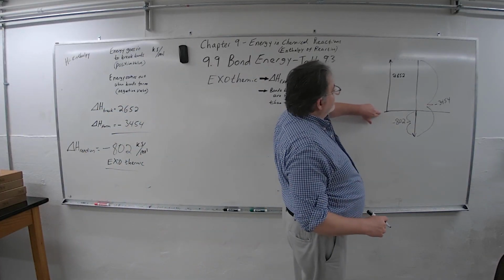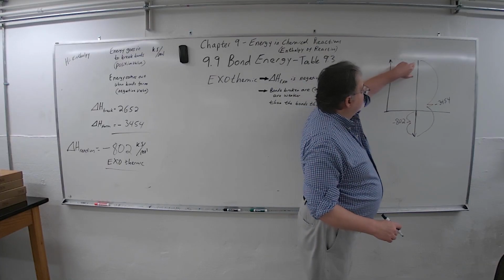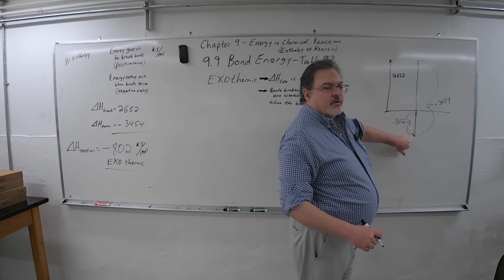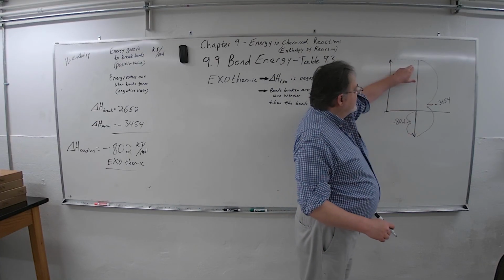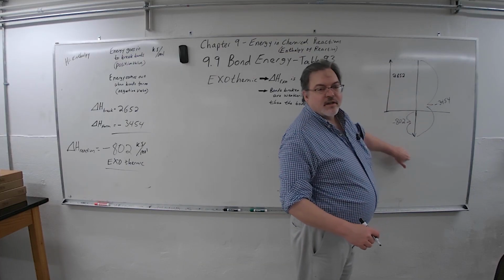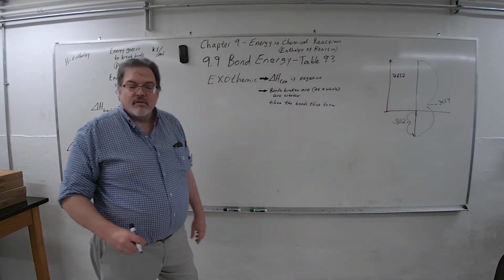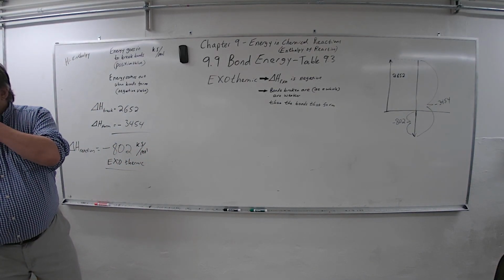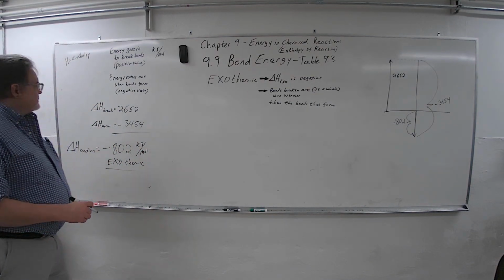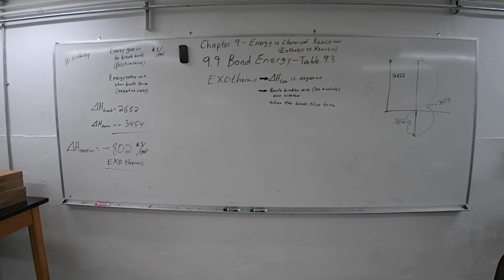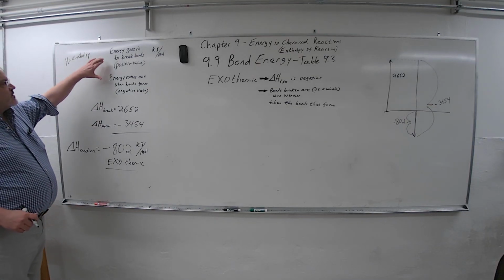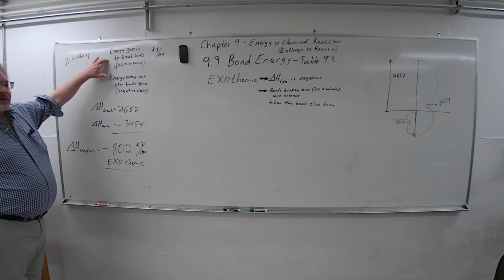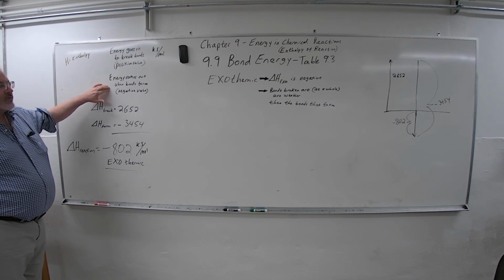Here's the total amount of energy it took to break the bonds. Here's the total amount of energy that came out when new bonds formed. These are stronger because there's more energy in this arrow than there is in the first arrow. See what I'm saying? These two things are always true. Energy goes in to break the bonds, it's a positive value, and it comes out when bonds form.